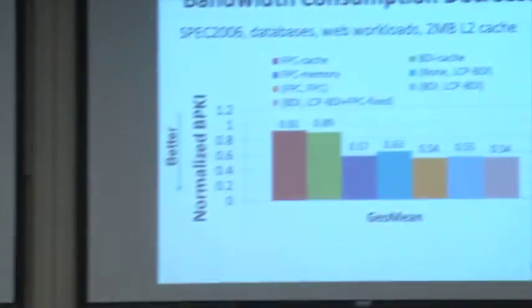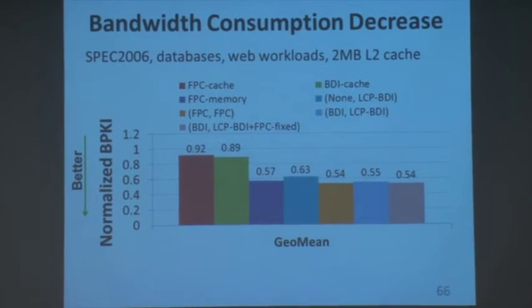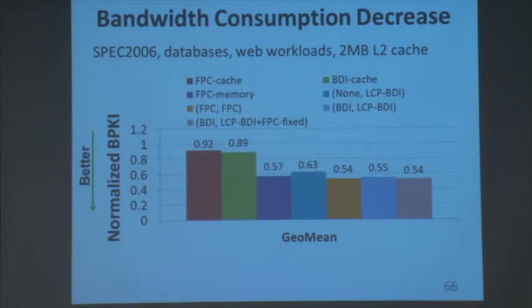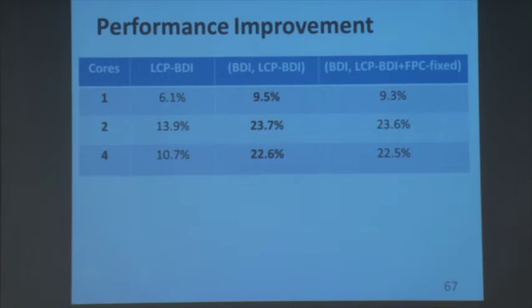Okay, so that's the potential decrease in bandwidth. You see, we can decrease bandwidth almost by half with that. So it's not only more capacity, it's also less bandwidth. Less bandwidth means also less energy spent, because you don't need to move the data. So there are all these benefits coming here: performance, bandwidth and energy.